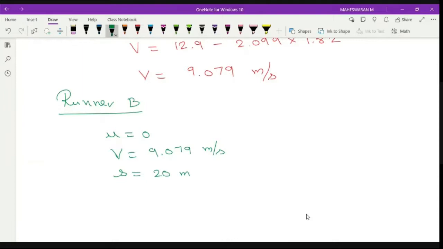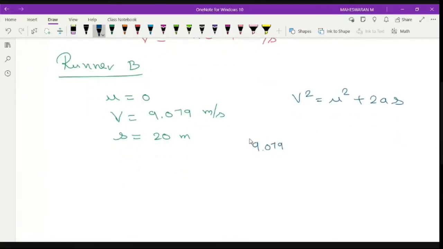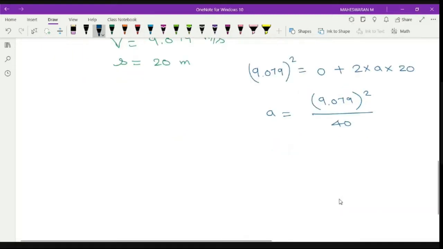Which formula can we use here? v square is equal to u square plus 2as. I have v, I have u, and I have s, so I can easily identify the value of a. Let us substitute: 9.079 the whole square is equal to 0 plus 2 into a into 20. So a will be 9.079 the whole square divided by 40. The value of a is 2.06 meter per second square.